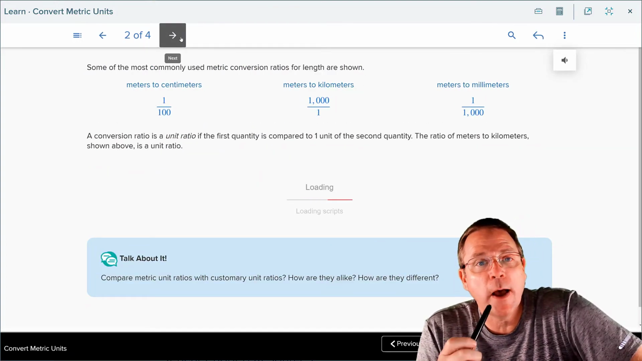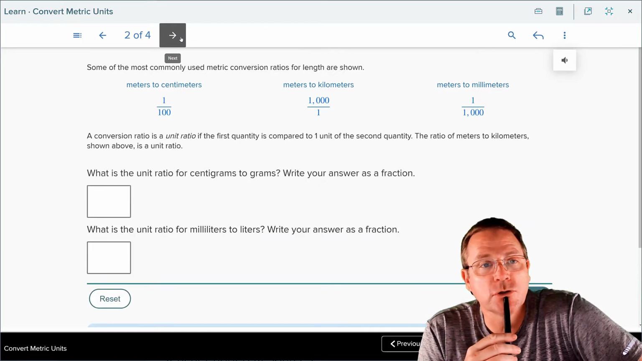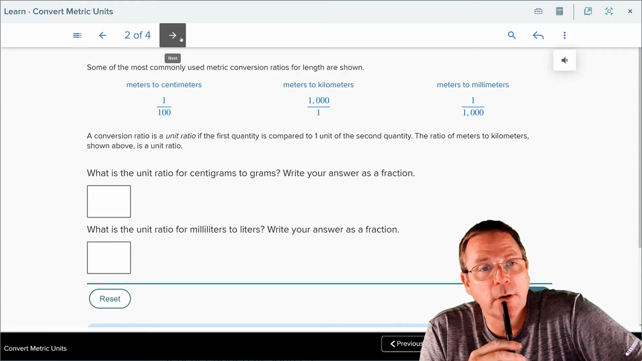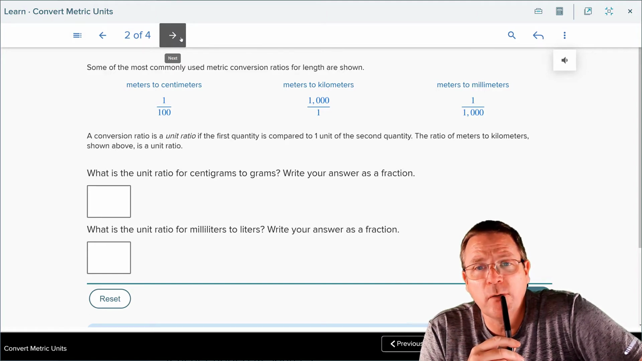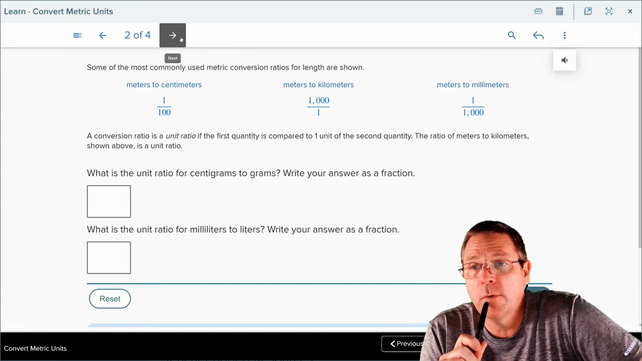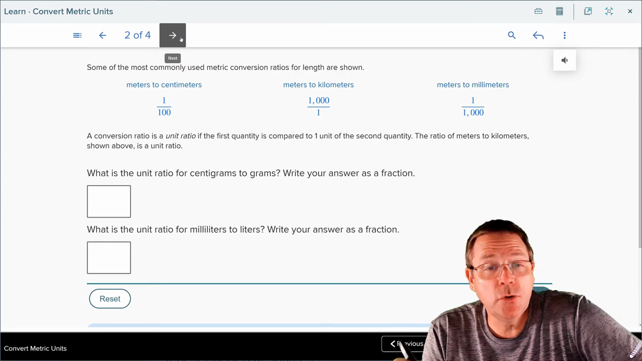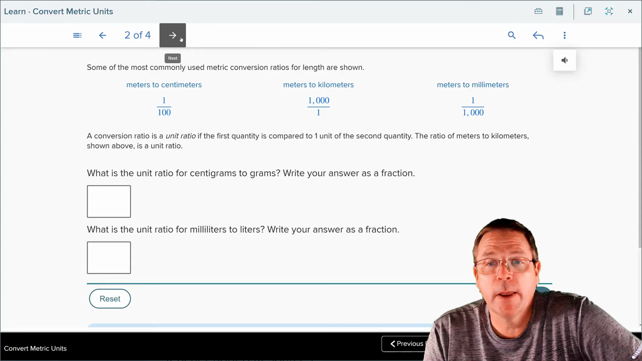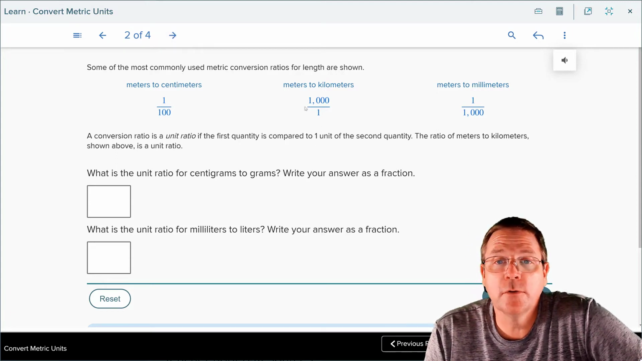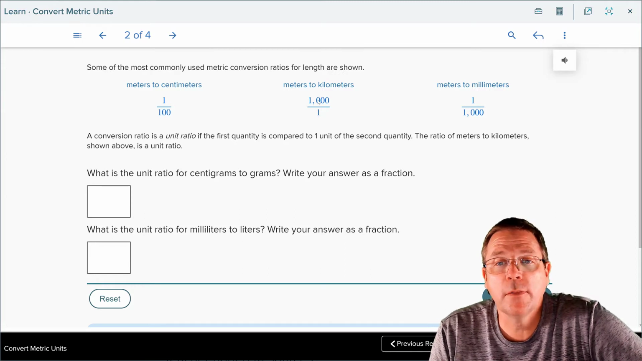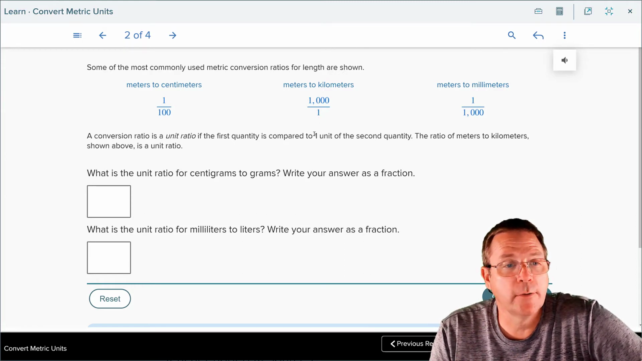Some of the most commonly used metric conversion ratios for length are shown above or below. Meters to centimeters is a 1 to 100 ratio because there's 100 centimeters in a meter. Meters to kilometers is a 1,000 to 1 ratio because there's 1,000 meters in a kilometer. And meters to millimeters is 1 over 1,000 because 1 meter is equal to 1,000 millimeters. A conversion ratio is a unit ratio if the first quantity is compared to 1 unit of the second quantity. The ratio meters to kilometers that you see right here is going to be a unit rate. It's the only unit rate they gave us there because you're comparing the first quantity to 1 in the denominator. Next, pause the recording and answer the 2 questions that follow.